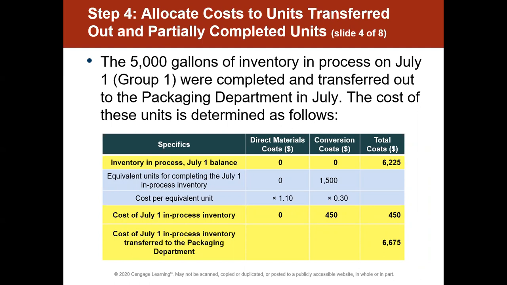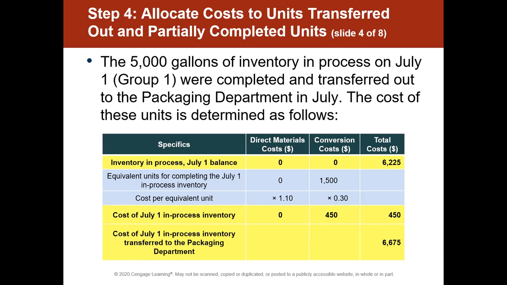So again, the 5,000 gallons of inventory in process in July were completed and transferred out to the packaging department. The cost of these units is determined as follows. So the equivalent units that were completed, we didn't have to add any additional direct materials costs. Why? Because if they were in process at July, they had already had all those costs put into it during June, during the previous month. But we did have to add additional costs for the conversion.